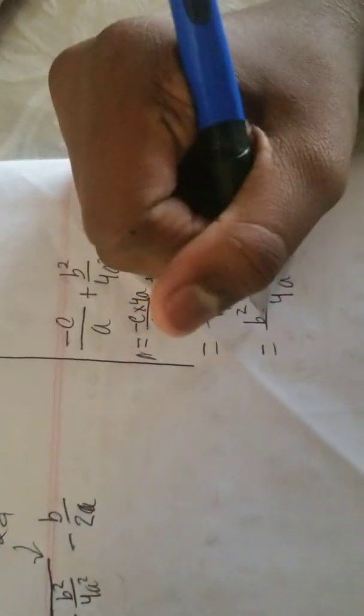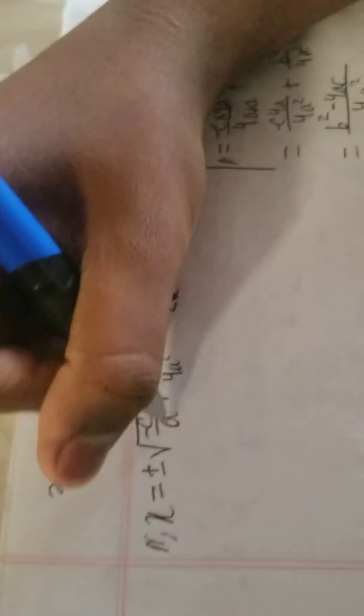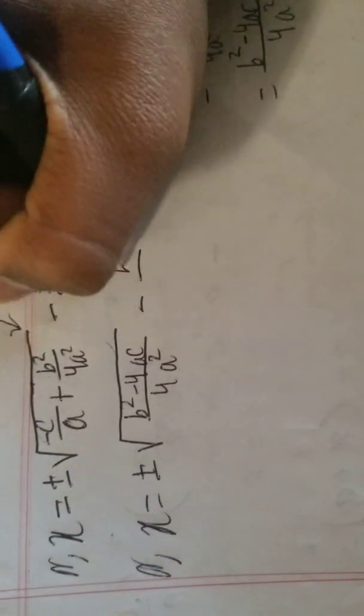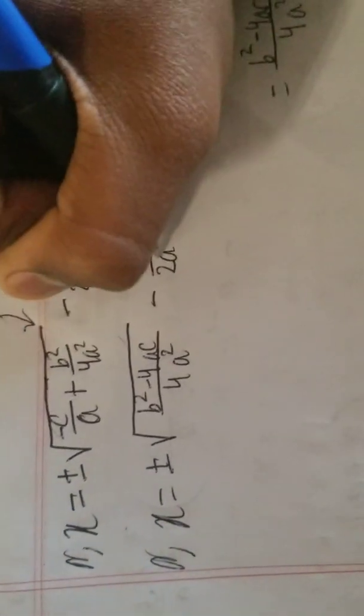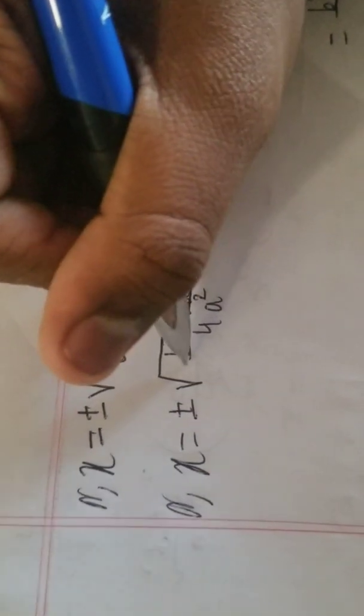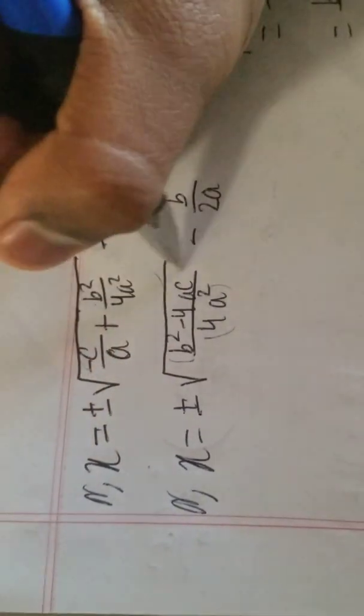Okay, so after we have this part, which is the simplified version of this part, we just have to replace this with this. Or x is equal to plus minus square root of b squared minus 4ac over 4a squared, minus b over 2a. So, now since this is division, we can square root the denominator and the numerator separately.